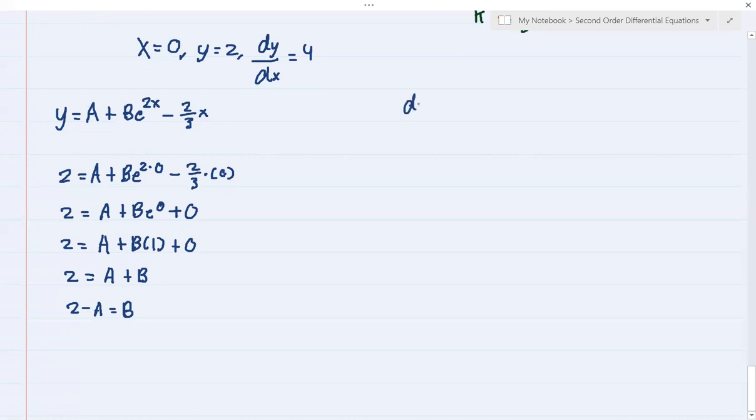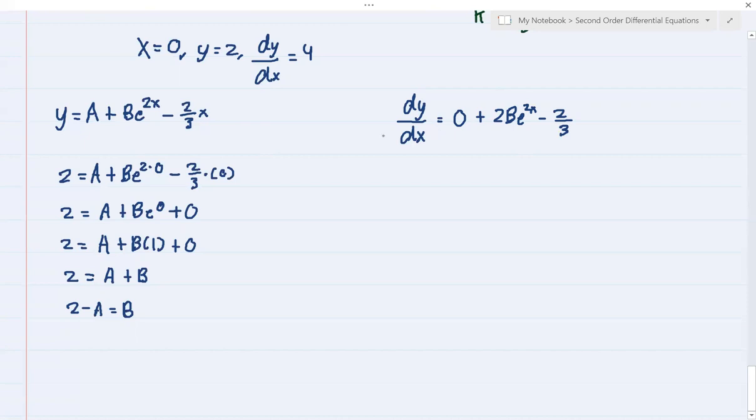So this would be dy all over dx is equal to, let's get the derivative for this one, okay? So the derivative of your a is 0. Again, a is an arbitrary constant and acts as a constant term. Therefore, it is just 0. Plus 2 times b e raised to 2x. That's the derivative of b times e raised to 2x. Minus the derivative of 2/3 x is just 2/3. Okay?